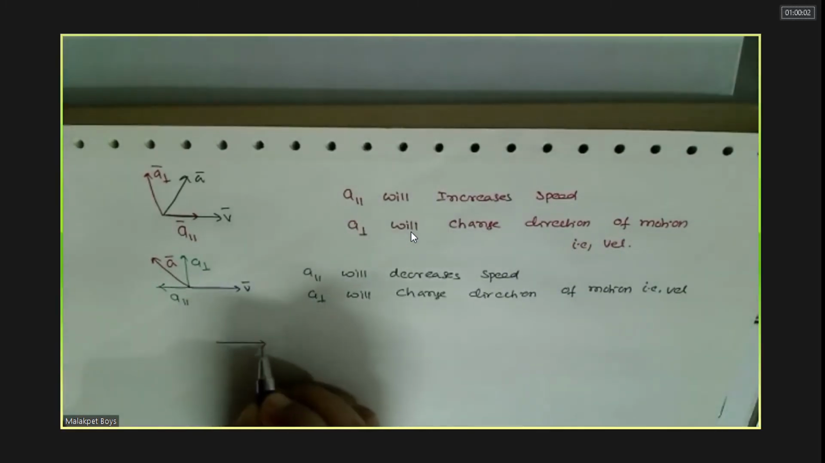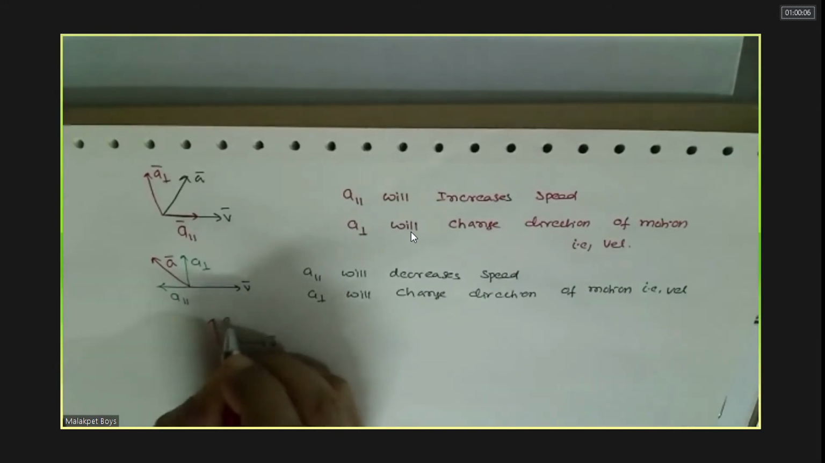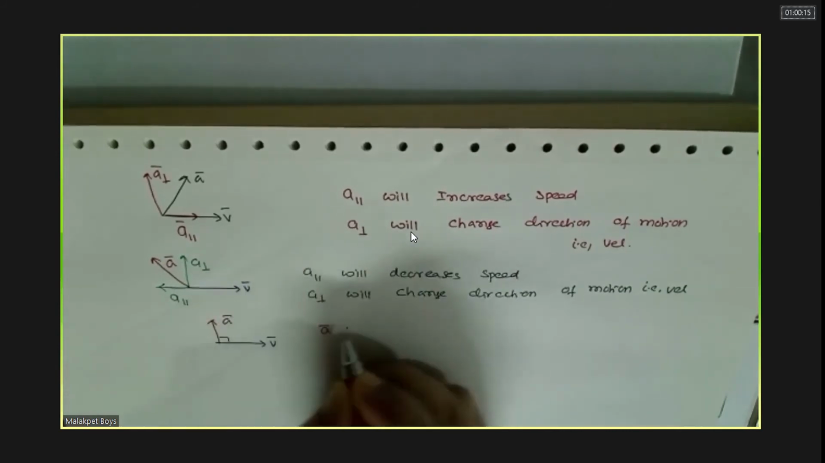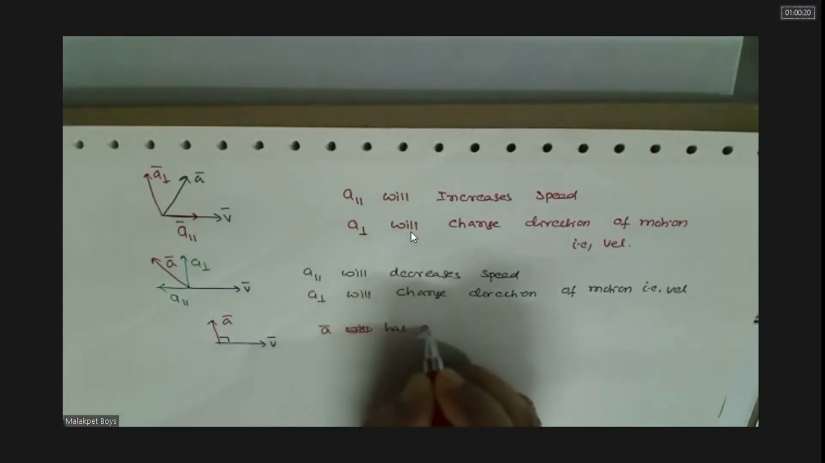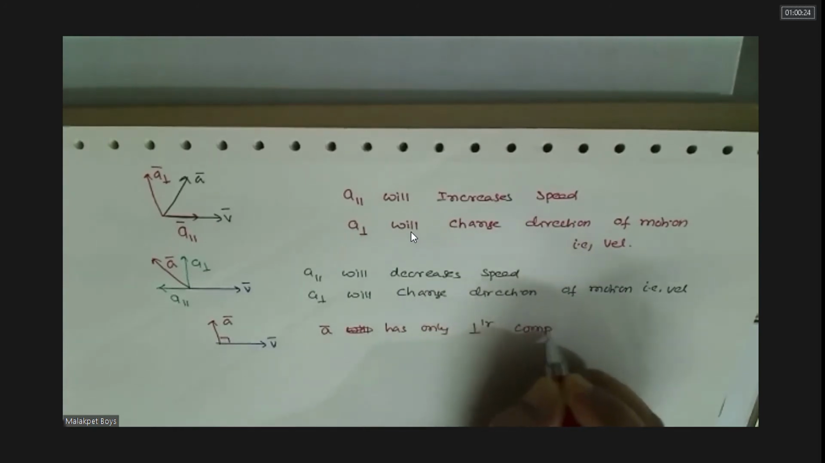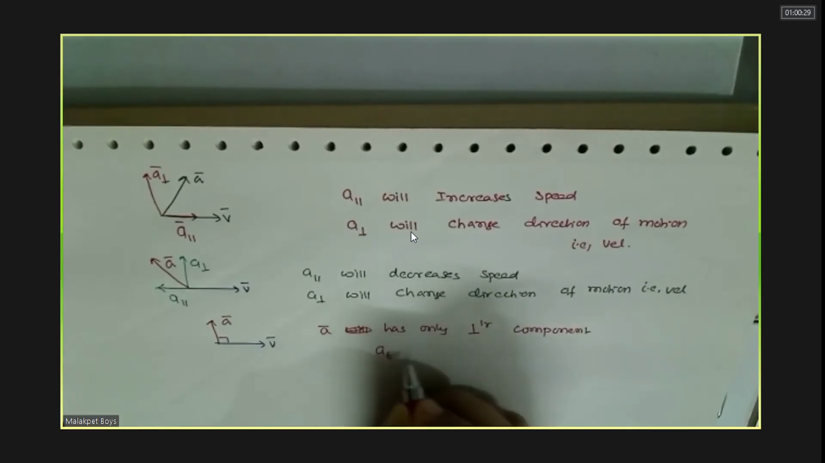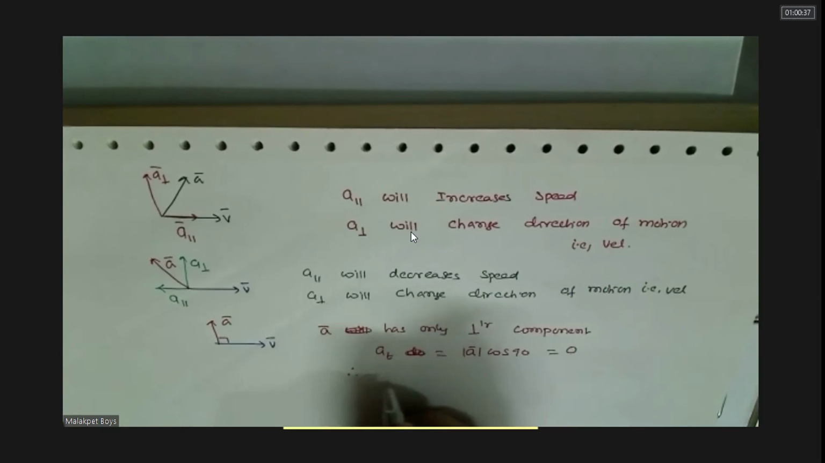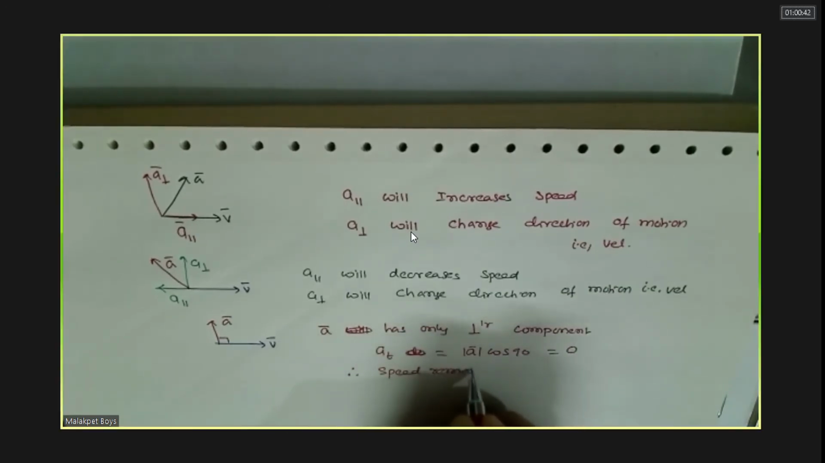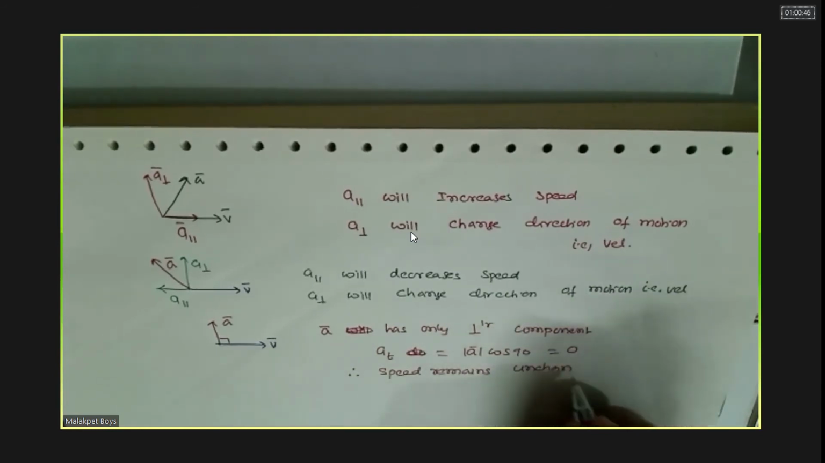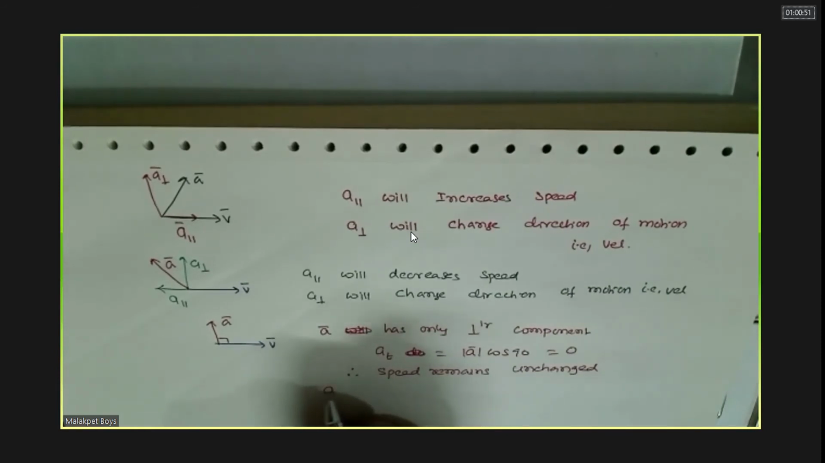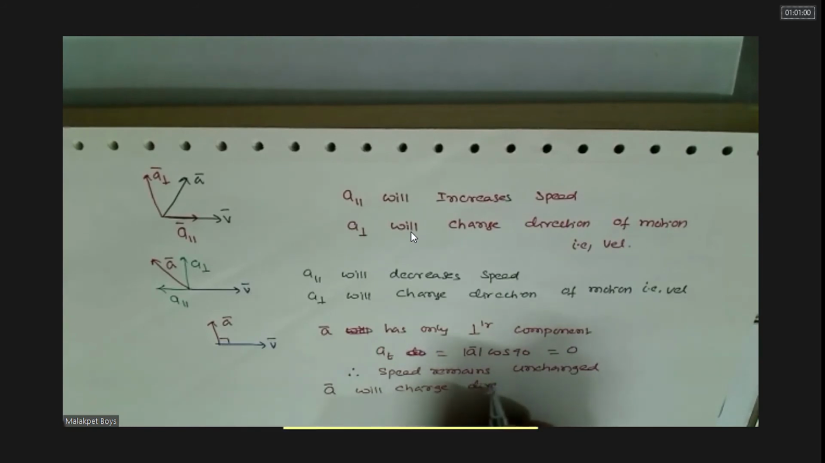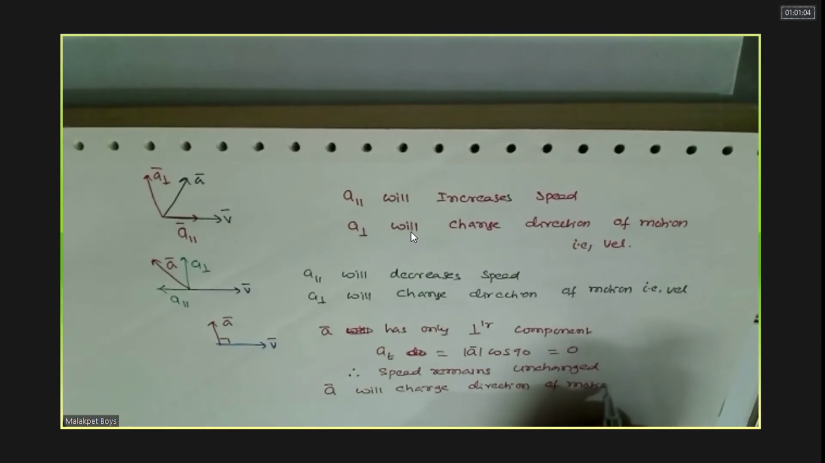So the last part is, suppose this is V, and if acceleration has no component in this direction, it is zero only, no? So there is no tangential acceleration. Cos 90, what will it be? Zero, no? Therefore, speed remains unchanged because acceleration does not have a component along the tangent. But what does this do? It changes direction. This is what we learned. Understood this? Clear?